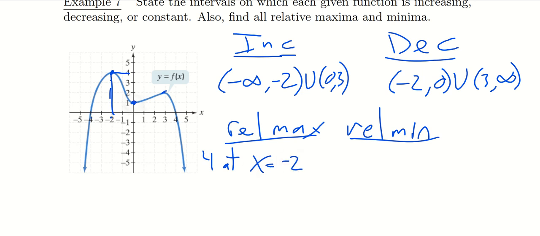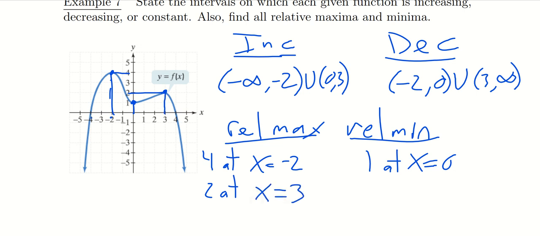Here we have a relative min. The y value is 1. And this occurs when x equals 0. And then we do have a relative maximum here as well. That relative max value is 2. And it occurs when x equals positive 3. So relative max of 2 at x equals 3.